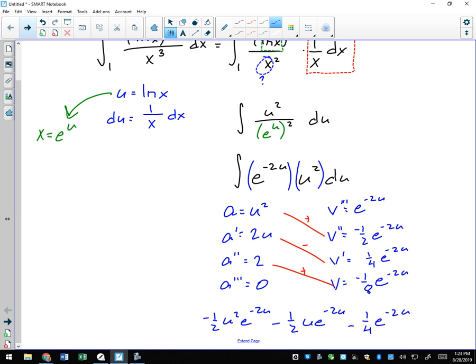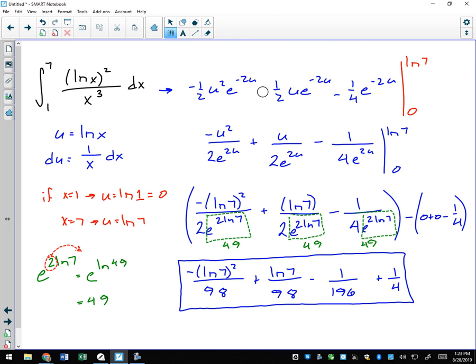And over here, that means this is negative, this is negative, this is negative. And it does happen that if you combine the negative 1 over 196 and 1/4, that ends up being a positive 12/49. And that is the correct answer. So the negative natural log of 7 squared over 98 plus the natural log of 7 over 98 plus 12/49 is the right answer. And there you have it.